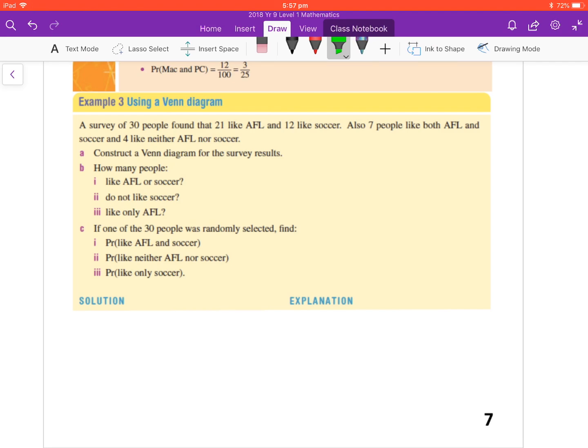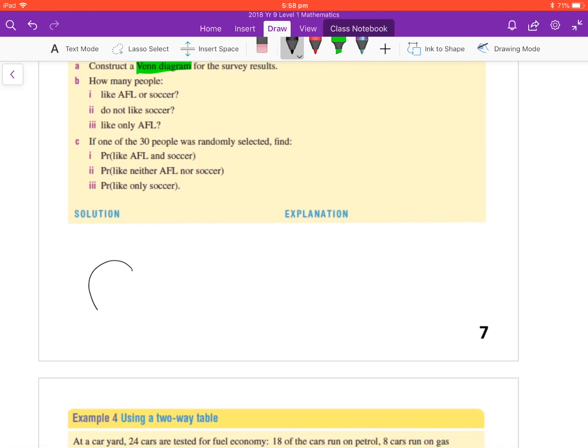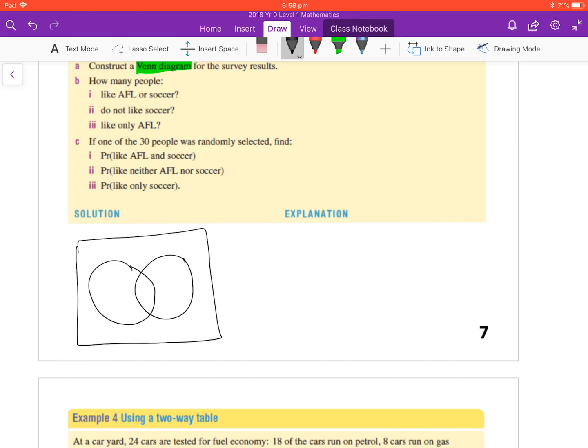So first thing is really read the question carefully, because there are some things that can catch you out. So a survey of 30 people, so now we know my total is 30 people. 21 like AFL, 12 like soccer. There are also 7 people that like both AFL and soccer, and there are 4 that like neither AFL nor soccer. Now they've asked us to create a Venn diagram. This is where normally we do actually have the template already made for you. So draw 2 circles that overlap each other the best you can. And we're talking about AFL, so I'm representing A for AFL and S for soccer.